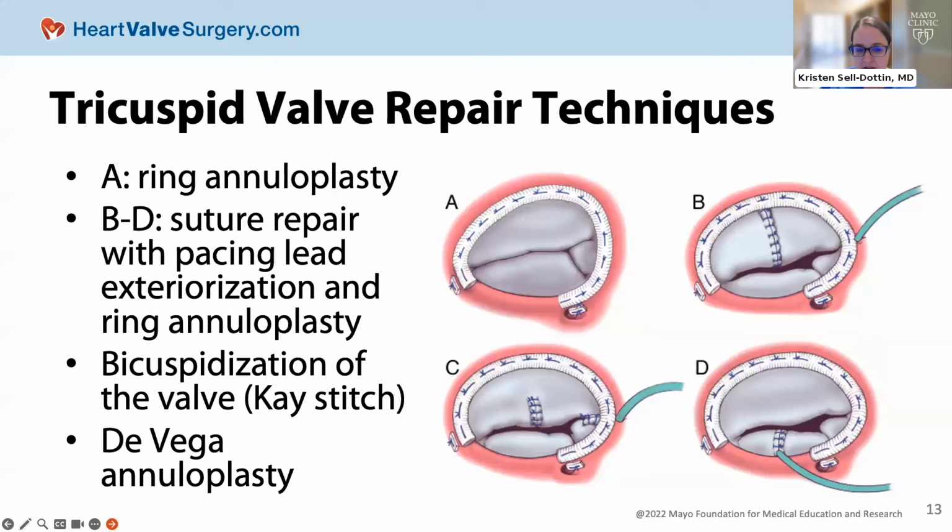One final point about this, we call it a ring annuloplasty, but you may notice it's not a full ring. Okay, the reason for that is because the electrical system or conduction system of the heart sits in that area where we are not implanting the ring, because we do want to avoid damaging that and causing people to need a pacemaker if we can. Next slide.